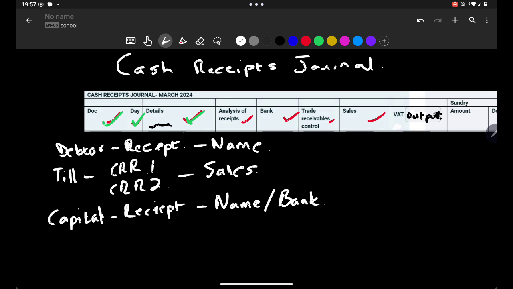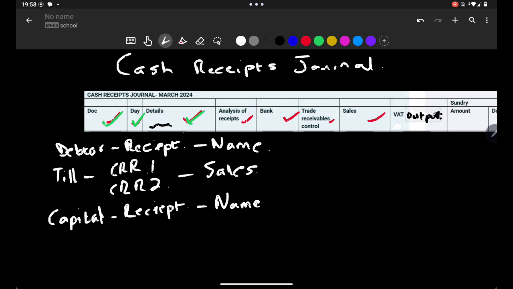Yeah, sorry, no, this one is the name only. Not the bank that gives you, not the bank that you deposit the money into, right?